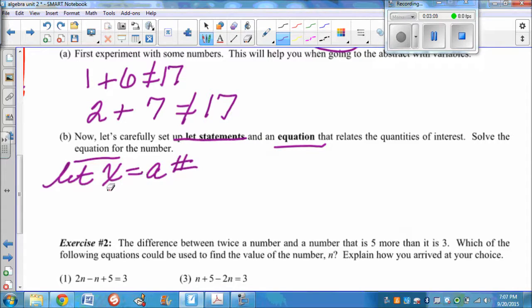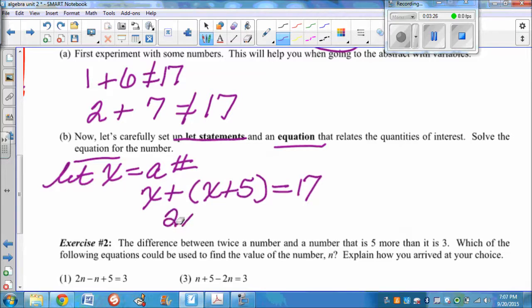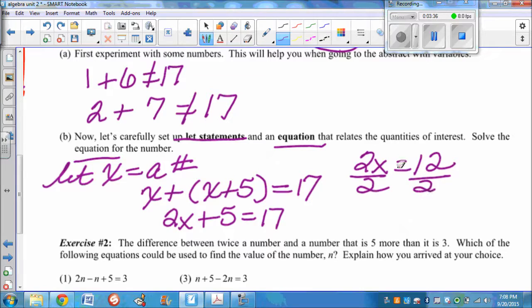Here are our variables. Our equation is going to be x plus 5 more than x, so that would be x plus 5. And we have to sum it, and that's equal to 17. Solving that, we end up with 2x plus 5 equals 17. We subtract 5 from both sides and get 12. We divide by 2, and we end up with x is 6. So there's our answer.